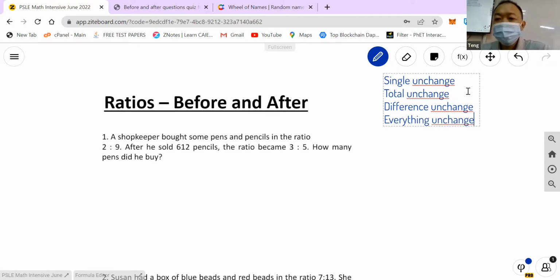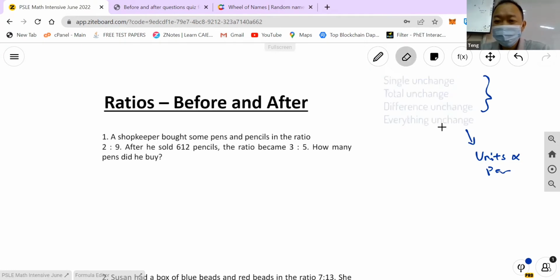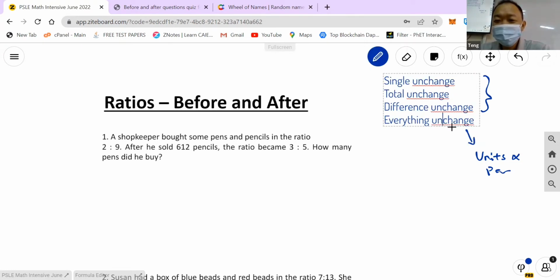Level 2, level 3, level 4. All these three are almost like the same category, right? So there's another name for the boss: units and parts. No, it's everything changed, not everything unchanged. Everything unchanged means we have nothing to solve. This is the best question. So another name given to this is units and parts.